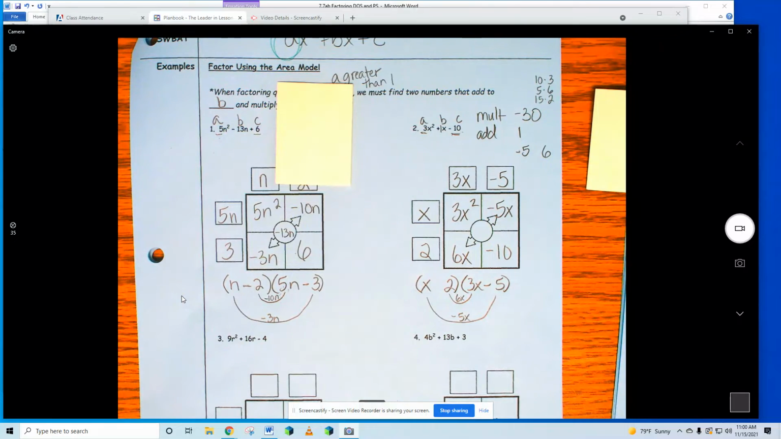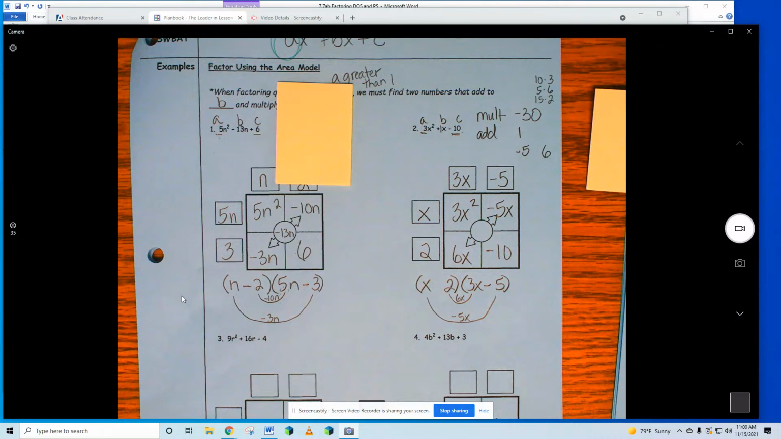So I do my check because I need to do signs. The check means what's the outside, what's the inside? Outside, inside. So I'm thinking that it's going to be a positive 6x and a negative 5x. Would make a 1. Remember, I'm supposed to make this b up here, this 1. 6 and negative 5 would make positive 1.